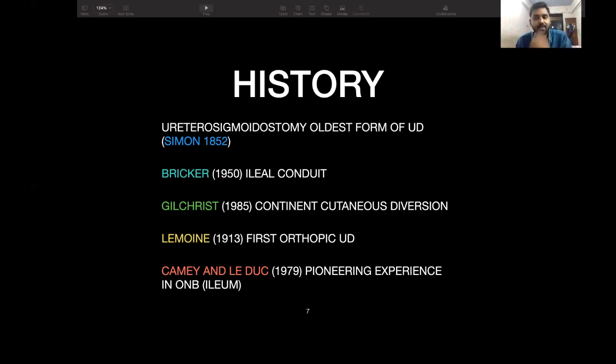Some of the important salient MCQs which they can ask in the history of these diversion procedures are: ureterosigmoidostomy is the oldest form of urinary diversion. What is ureterosigmoidostomy? In simple terms, after the bladder is removed, the ureters will be dangling in the peritoneal cavity. These cut ends of the ureters are anastomosed to the sigmoid colon, and now the urine and feces will pass through the anal canal, under the continence mechanism of the anal sphincter.